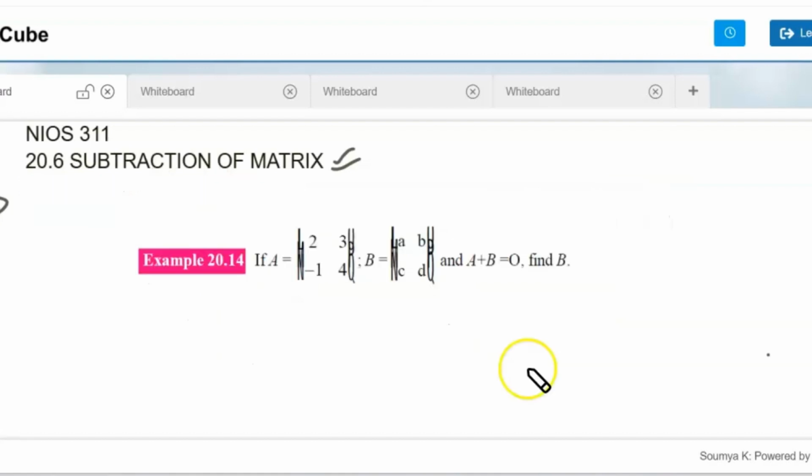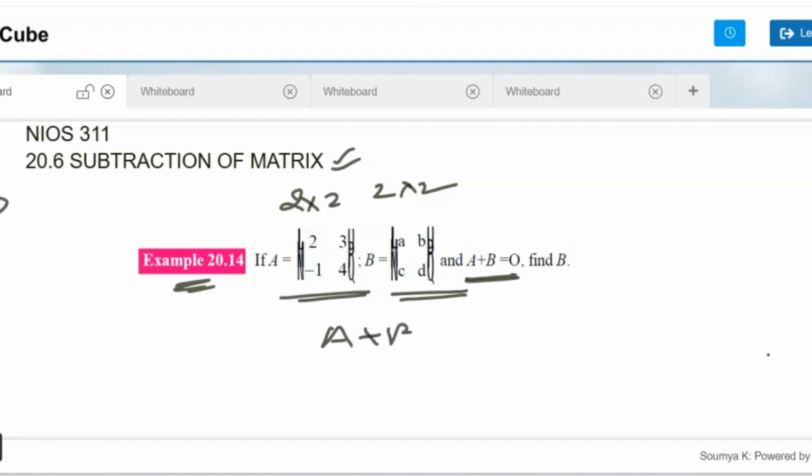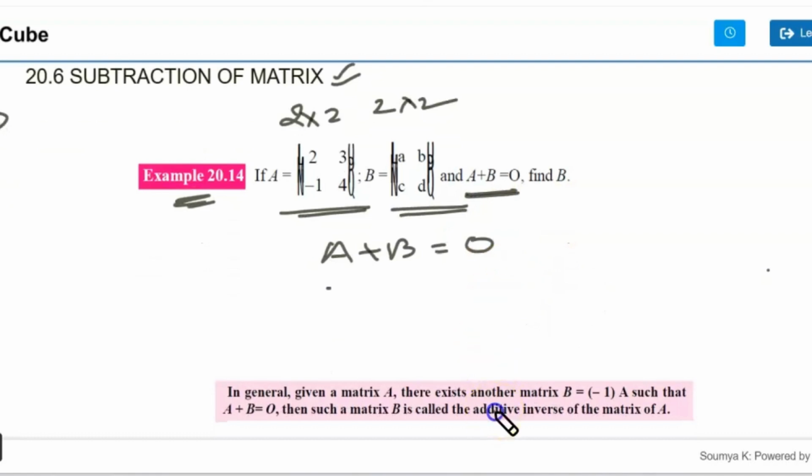Let's see the next question, that is 2.14. A matrix and B matrix are given to you, which both have 2 by 2 order, and it is given here A plus B gives you 0, and so you have to find B. A matrix is given to you, whereas the B matrix is not displayed. You have to find what is the value of B. So let's arrange it in the matrix form. 2, 3, minus 1, 4.